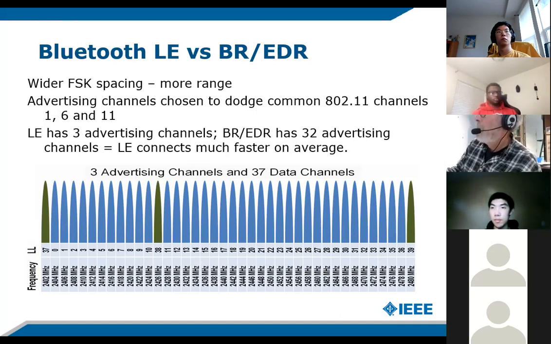So when they designed low energy, people had looked at a lot of frequency plots over several decades, or at least the first decade, and they said, okay, if we're going to design a system that connects quicker, we're going to have 3 advertising channels, and those are deliberately chosen to avoid the most common 802.11 legacy channels.